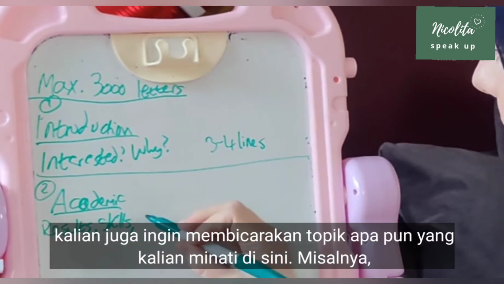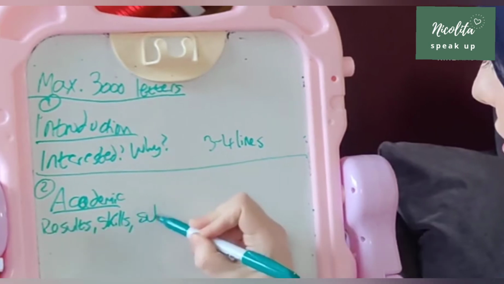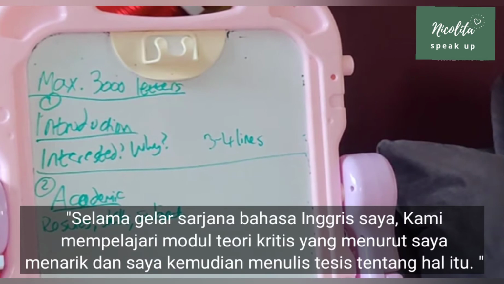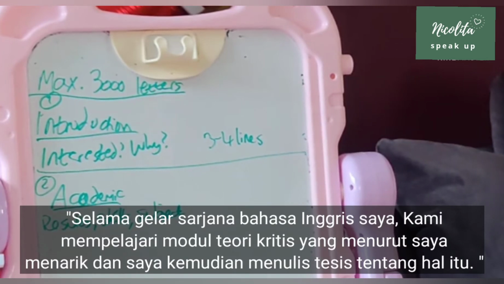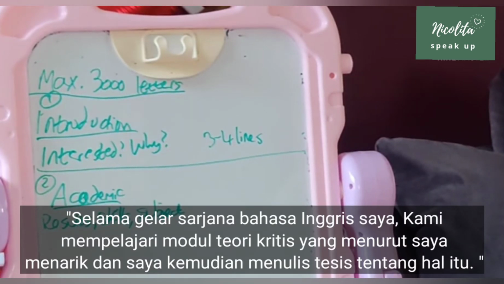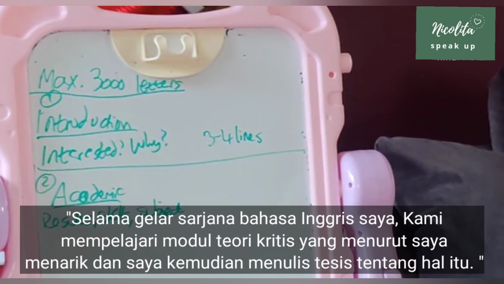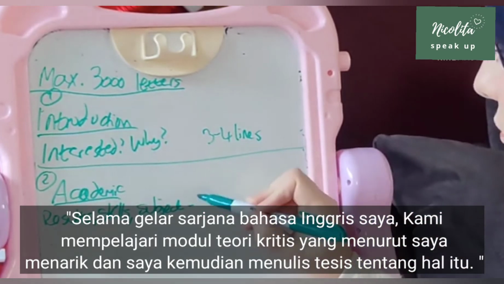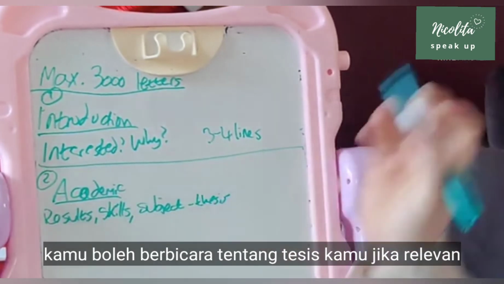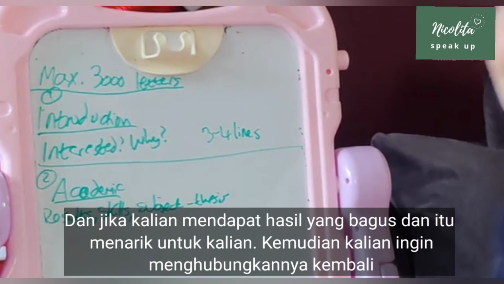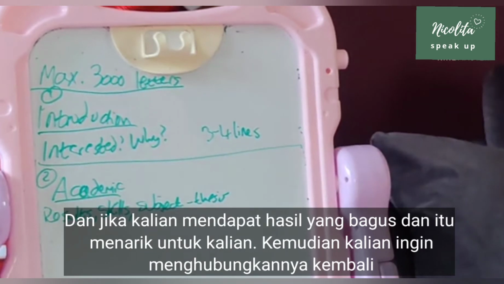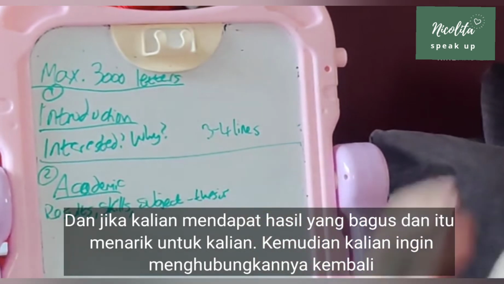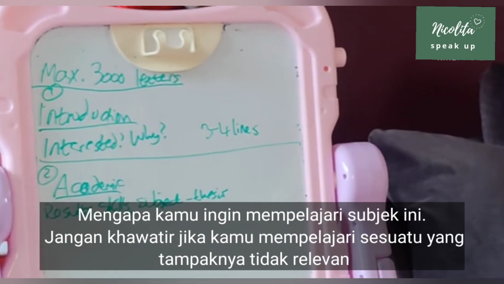You also want to talk about any subject that you're particularly interested in here. So for example, you say, during my English undergraduate degree, we studied a module on critical theory, which I found very fascinating, and I then wrote a thesis about it. You want to talk about your thesis if it's relevant and if you got a good result. And why that was interesting to you. Then you want to relate it back, obviously, to why you want to then study this subject.